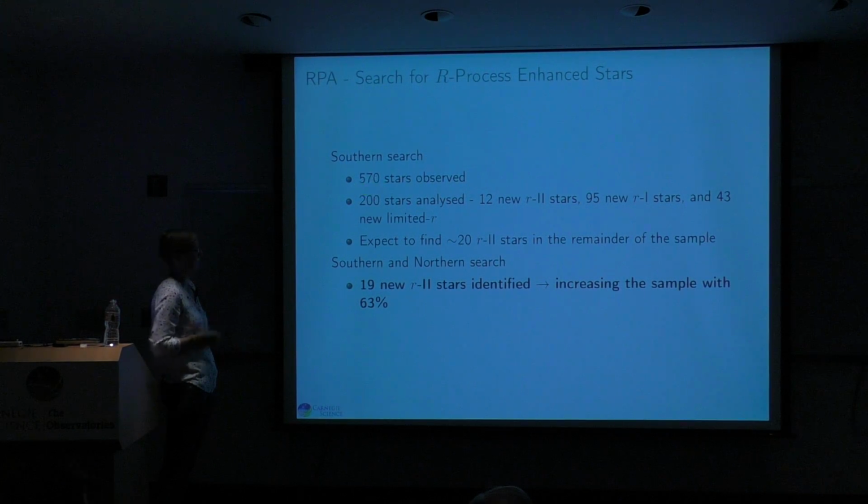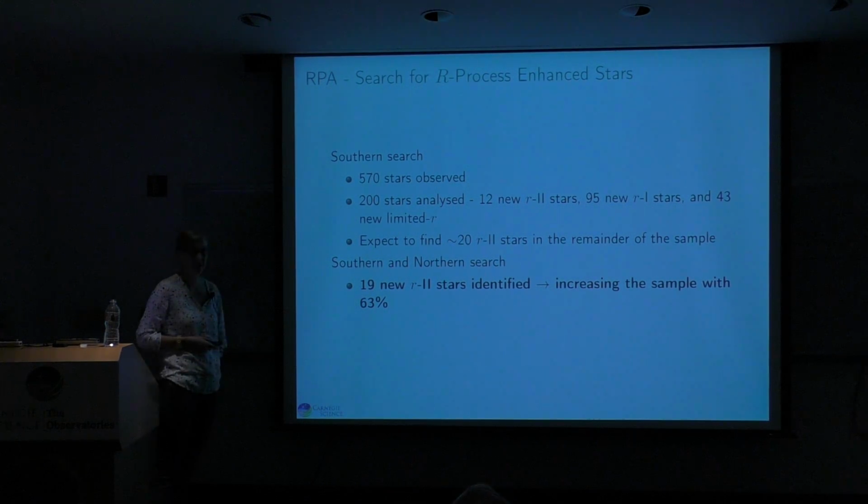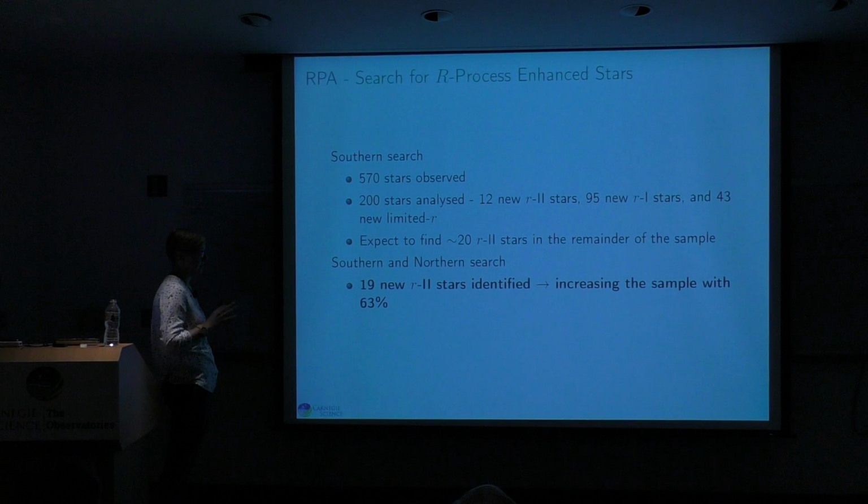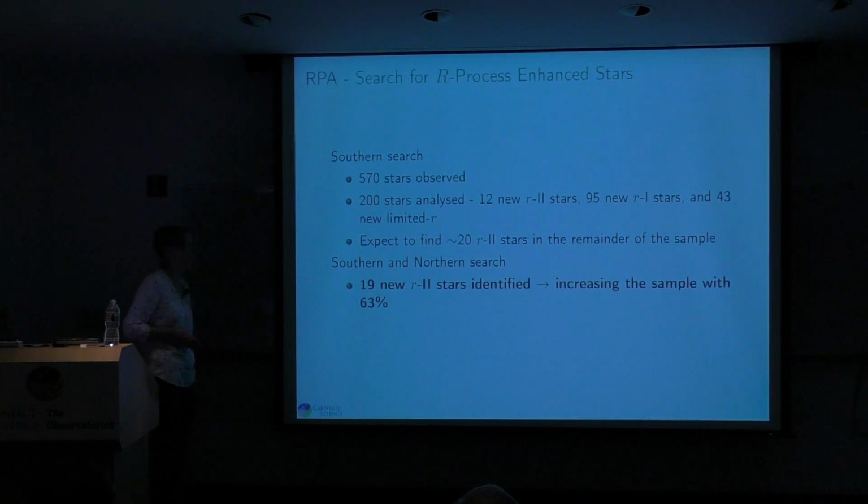And so we have 370 stars that we haven't looked at yet, but from just looking at the spectra at the telescope, we probably will find another 20 R2 stars in this, which means that with just the data we have now in the southern hemisphere, we should have doubled the sample of R2 stars. But if we just talk about the ones we've actually identified, we also have efforts in the north. If we combine all of our confirmed identified R2 stars, then we have 19 of those, which means we have an increase of the sample of about 60%. So I'd say that's pretty good.